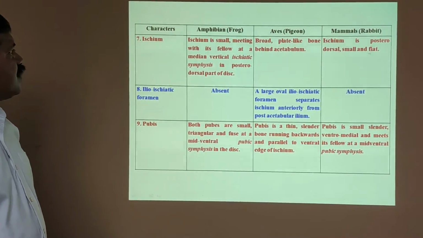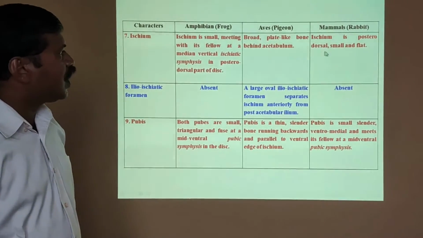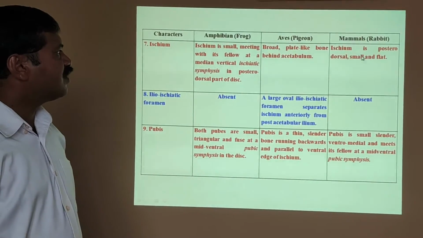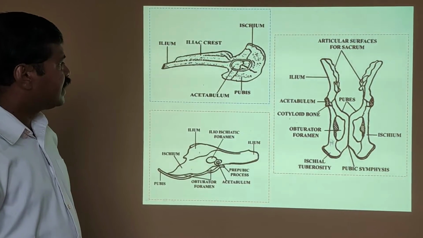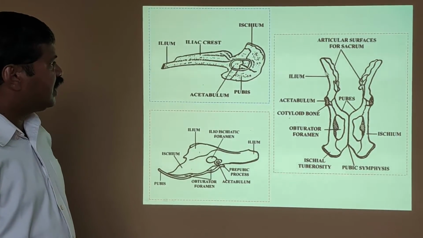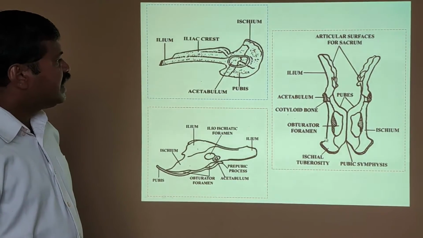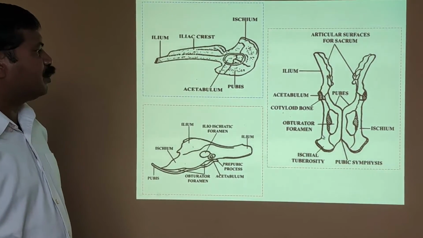The next is, in case of rabbit, the ischium is posterodorsal, small, and flat. Ischium, in case of rabbit, is posterodorsal. Here you can see, this is the ischium. At the anterior end you can see this ileum, and at the posterior end, this is the ischium. And it is quite flat, and it is a distinct bone.